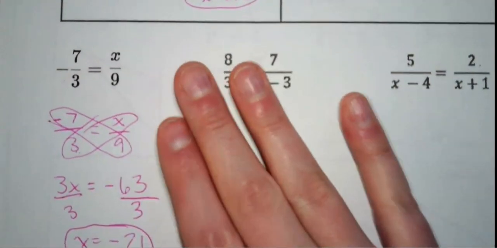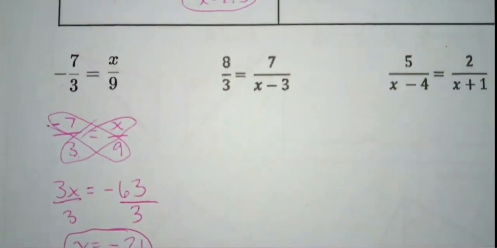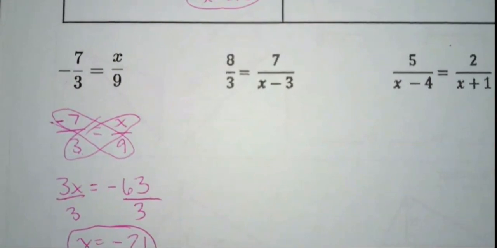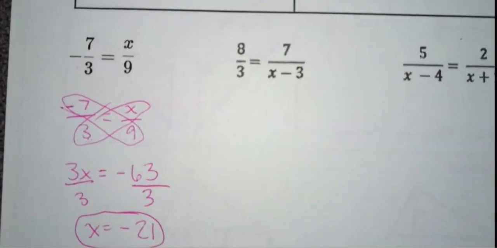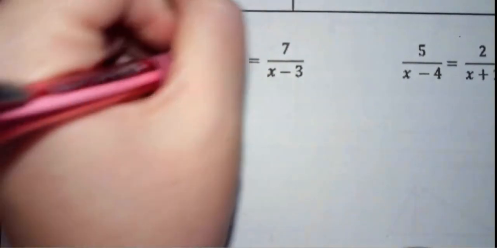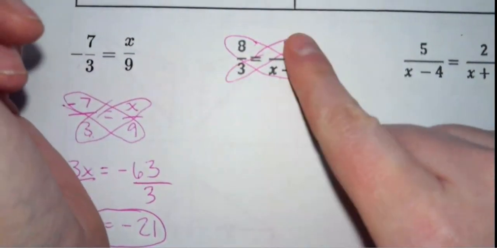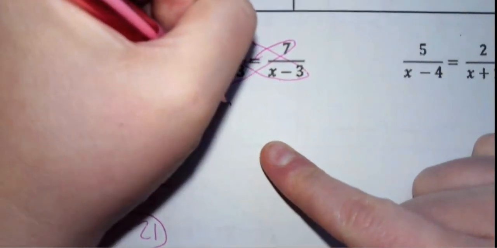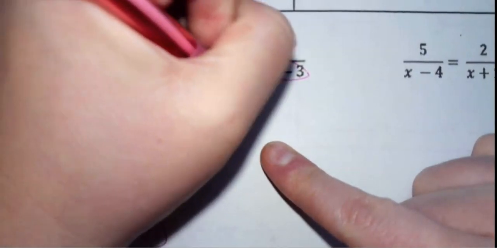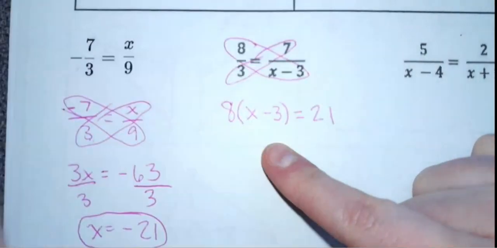Okay, I'm going to do this one with you, and I'm going to have you work on this one by yourself because I want to make sure you know how to distribute and solve. But right here, we're going to cross multiply. So top times bottom, bottom times top. So look how this is written. I'm going to rewrite this like this: x minus 3 equals 21.